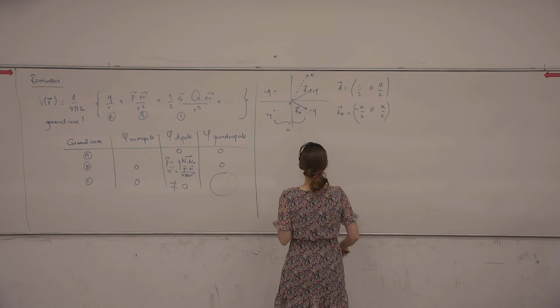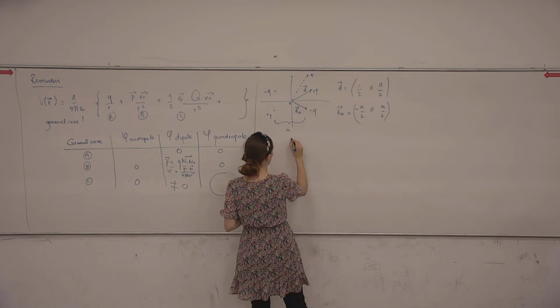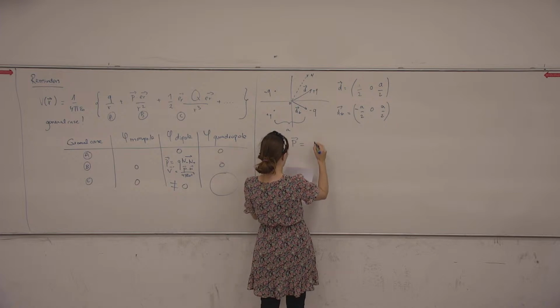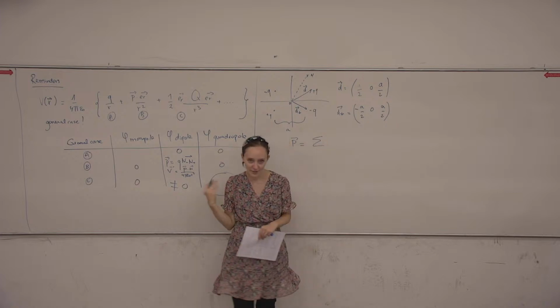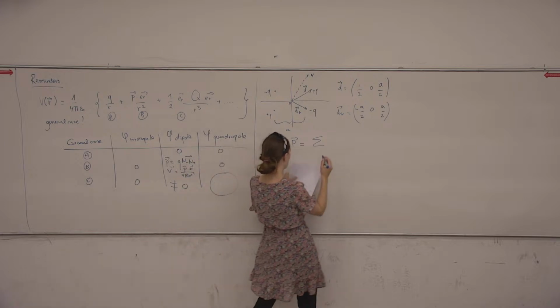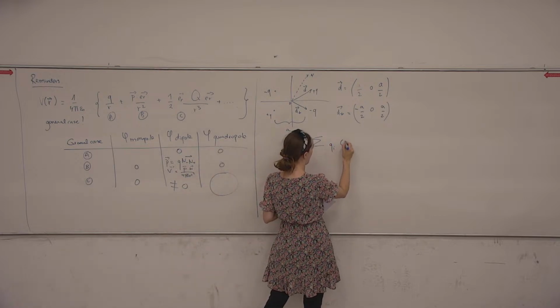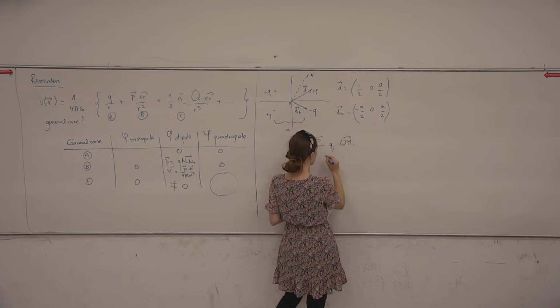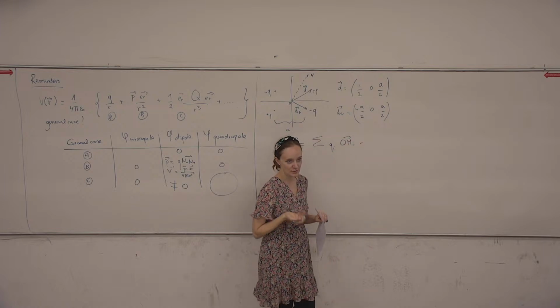Okay, so let's write the dipole moment in this case. By definition, when I have a discrete distribution of charges, the dipole moment is the sum of Q_i times O M_i. So in this case it will be what?